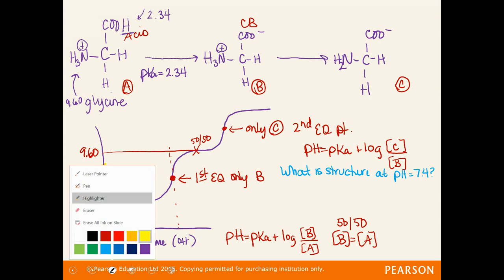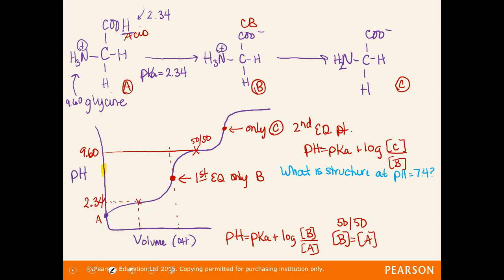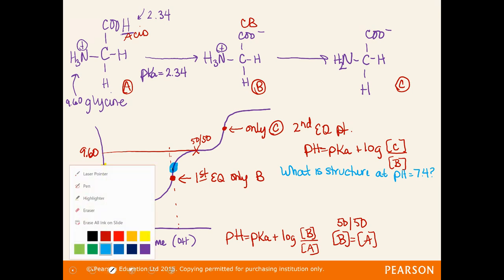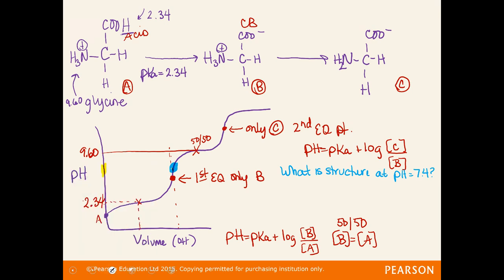And so the idea is as follows, that more than likely 7.4 is somewhere in here. And so what structure is going to dominate? It won't be the only structure, right? But the one that's going to dominate is going to be structure B.